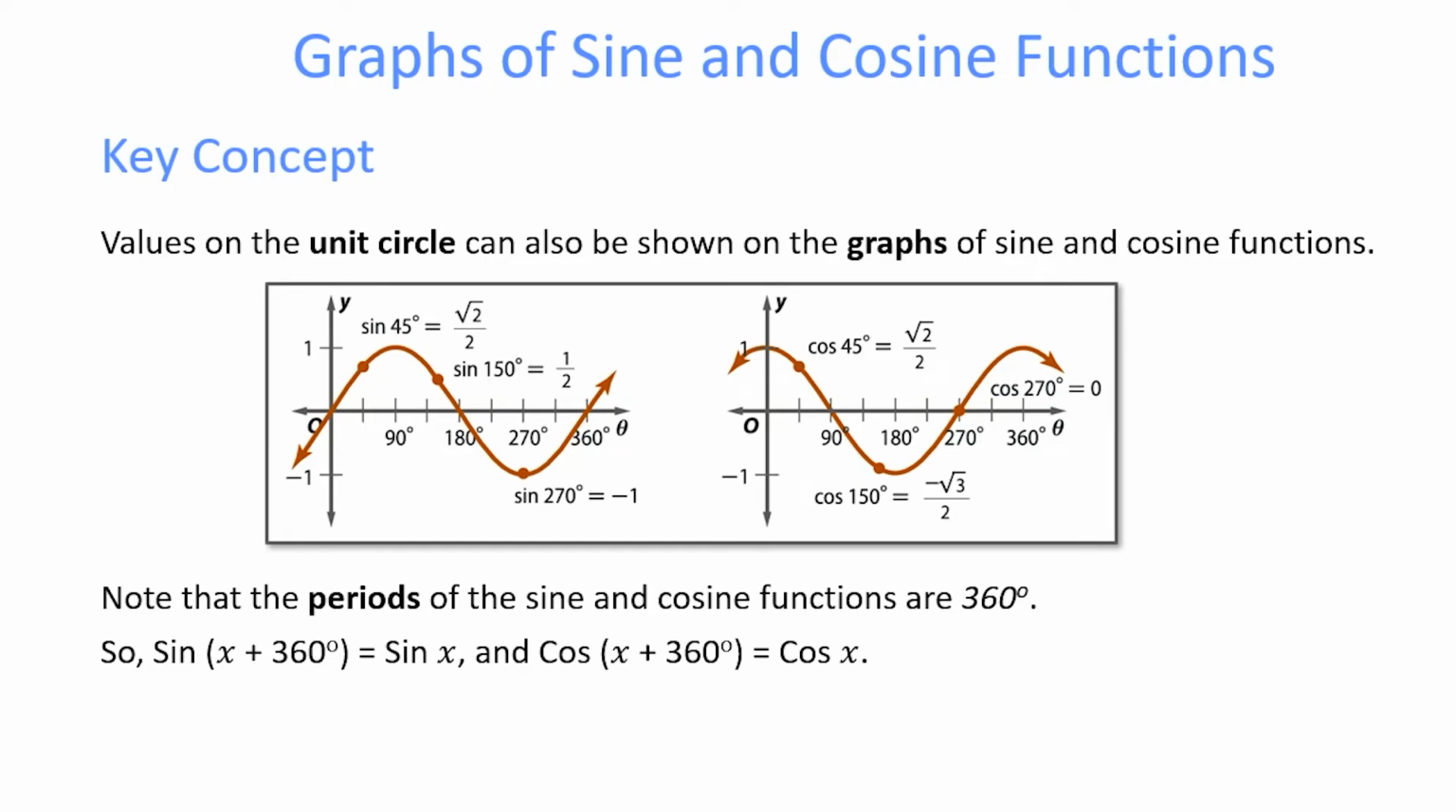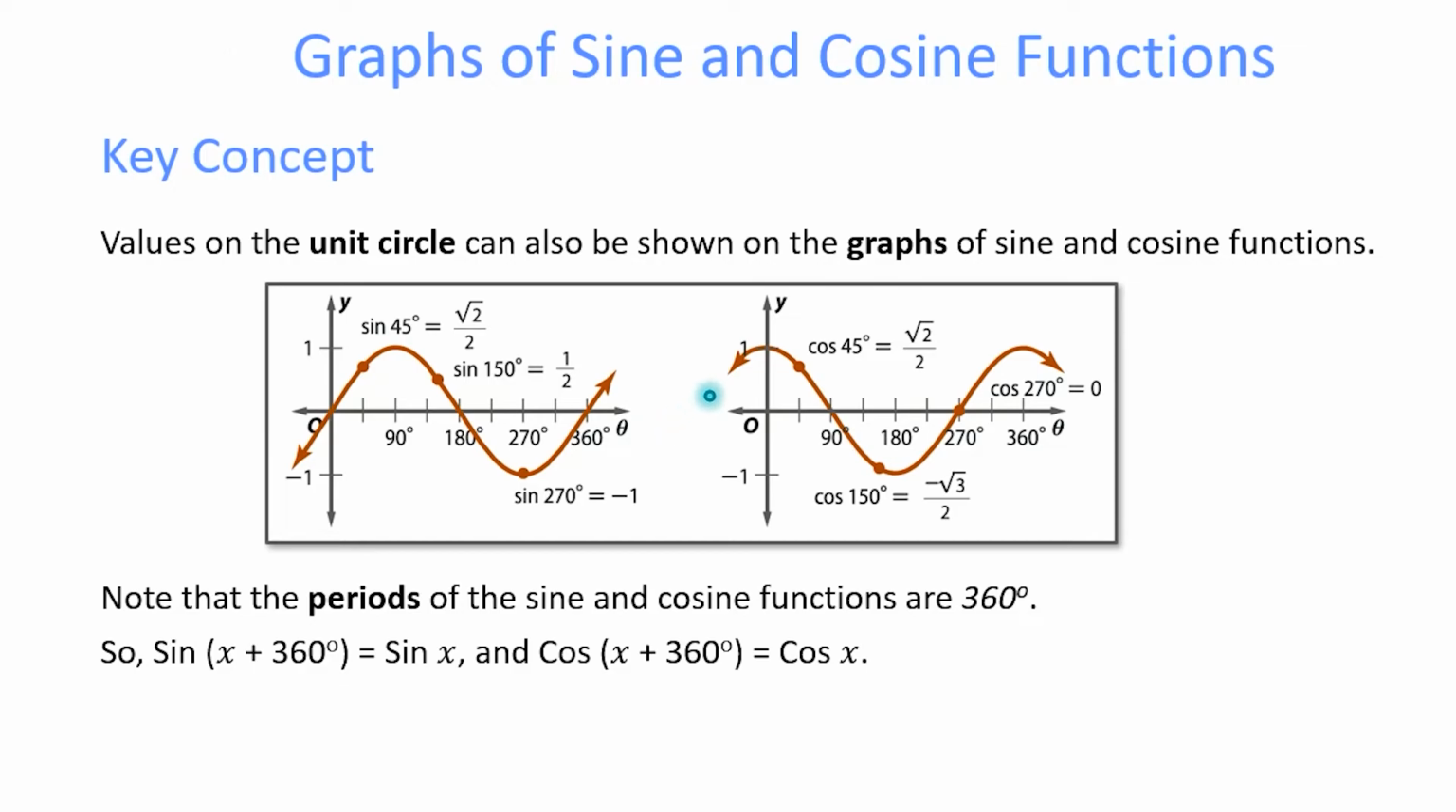Now let's take a look at graphs of sine and cosine functions and how we derive those from the unit circle. The values on the unit circle can also be shown on the graphs of the sine and cosine functions. For the sine function, it starts at the x-axis, so theta equals 0 for a y value of 0. The y value increases up to plus 1 at 90 degrees, returns to 0 at 180 degrees, goes down to minus 1 at 270 degrees, and back to 0 at 360 degrees, completing one full cycle.